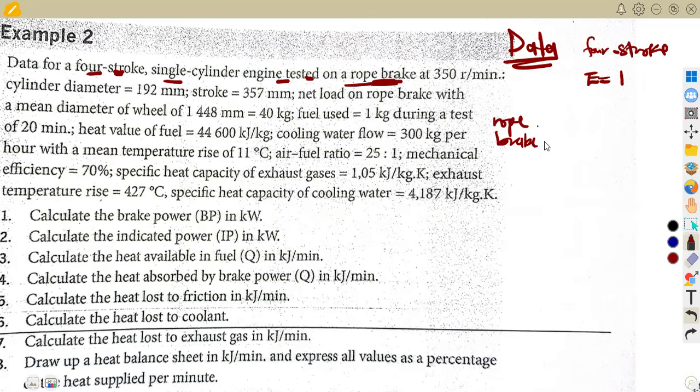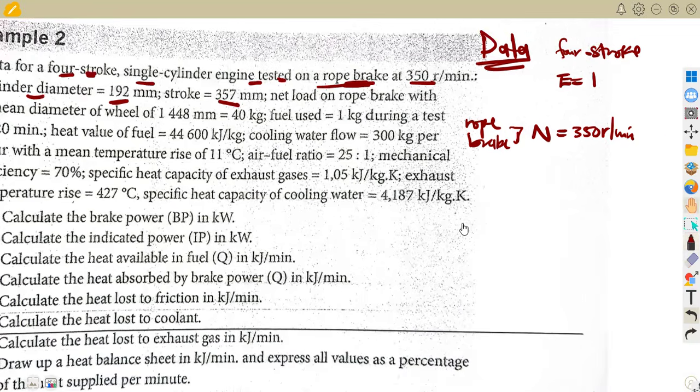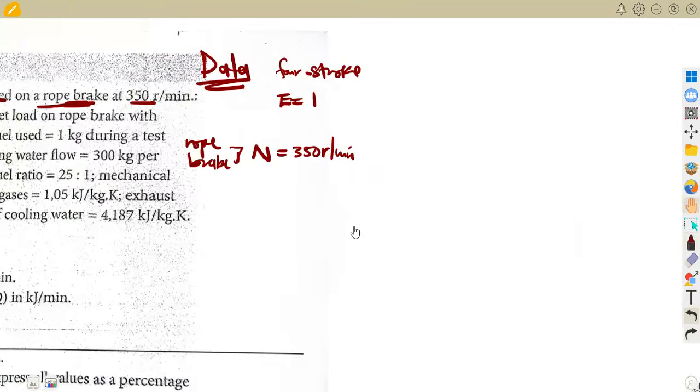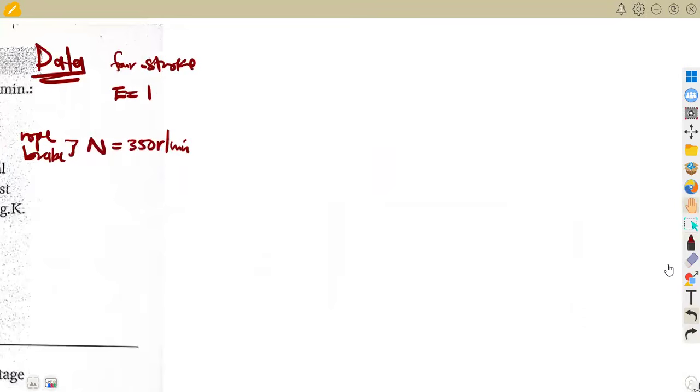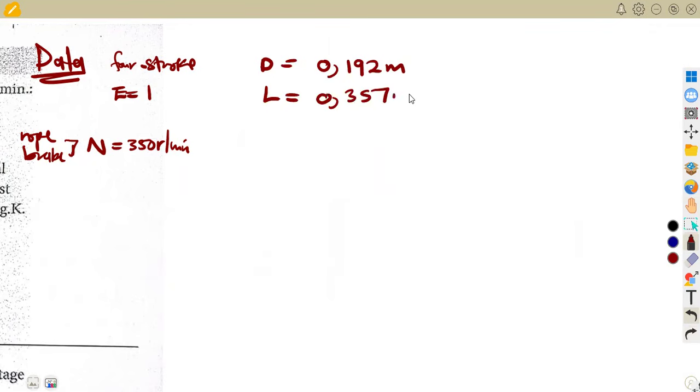So what are we given on this part? The speed is 350 revolutions per minute. Then the cylinder diameter is 192 millimeters and the stroke is 0.357. So that is the data that we have on our cylinder. We are given the diameter and the stroke length, guys. If you convert to meters, dividing by 1,000, the diameter will be 0.192 in meters. Then the stroke length will be 0.357 in meters.